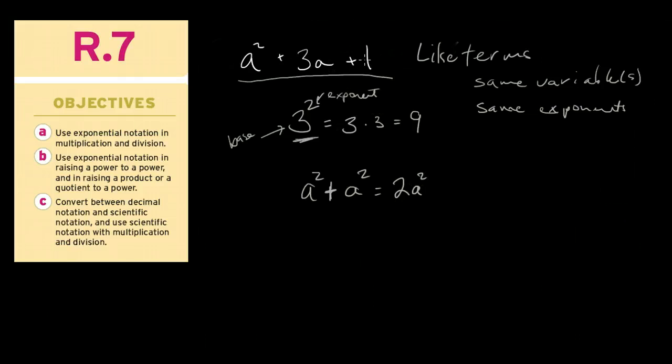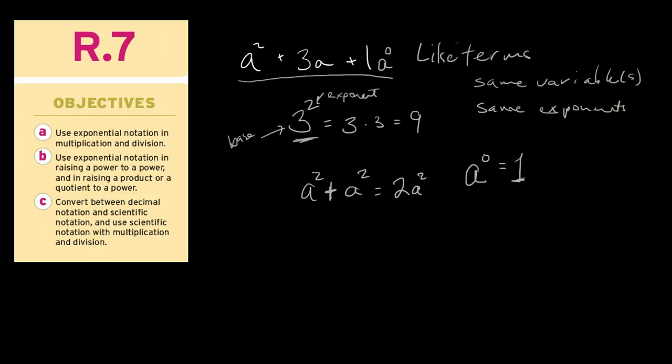Another thing I want to take a look at is this constant number 1. It doesn't look like it has a variable, but there's a definition that I'd like you to keep in mind, that any number to the 0 power is 1. So this 1 here is like saying a to the 0 power. So it's a squared plus 3a plus a to the 0 power. That might not sound interesting at the moment, but you'll see why that becomes important a little bit later. Basically, this is in descending order.